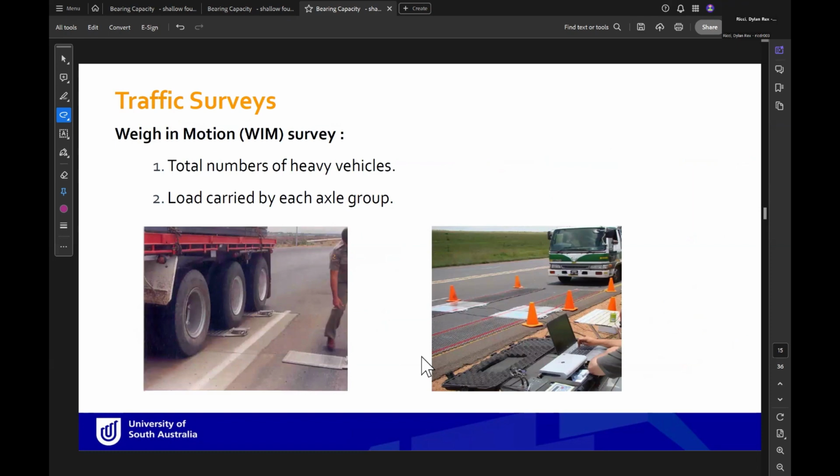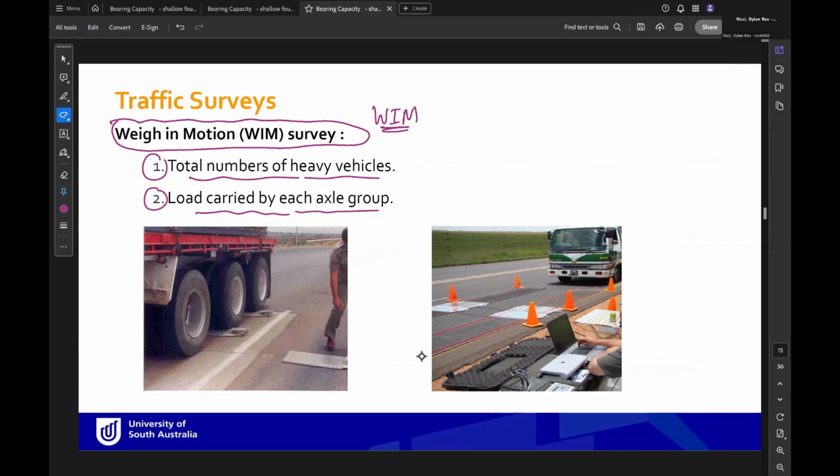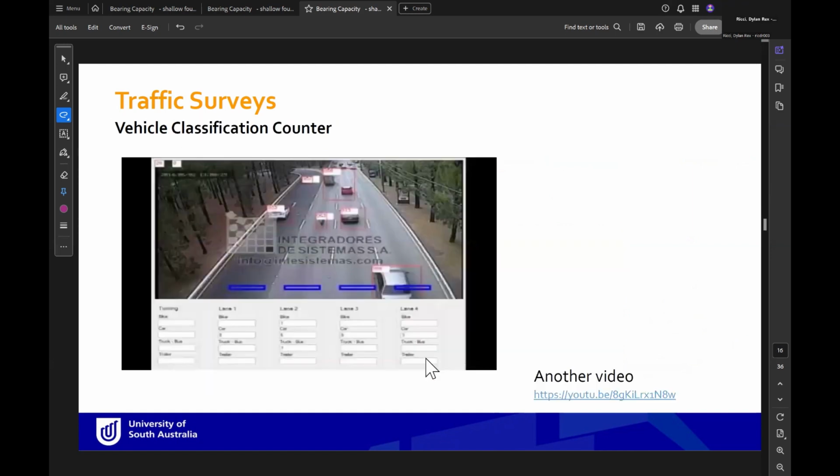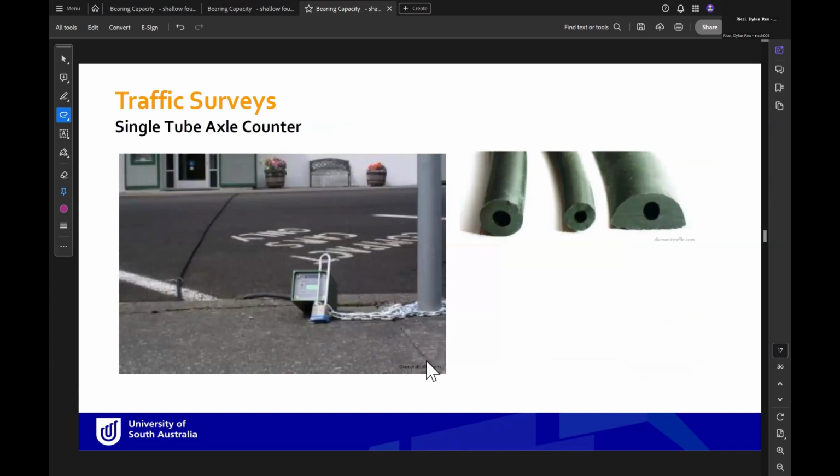And there are some surveys to find these values, which are the Weigh in Motion survey, WIM, which counts the total number of heavy vehicles and the load carried by each axle group, as you can see here. And we have another technique, which is the vehicle classification counter. This is software and a camera that detect the different types of vehicles, buses, over this route. And here we have a single tube axle counter. We might have seen this on some routes here in the USA to find some estimated number of the traffic buses on some routes in some areas.